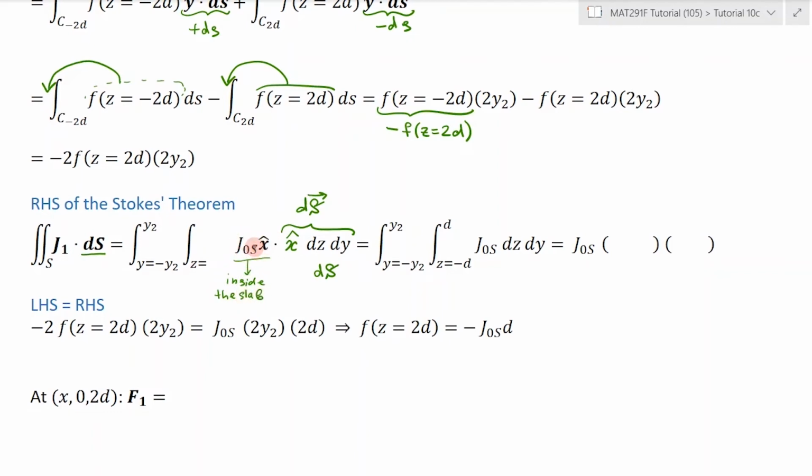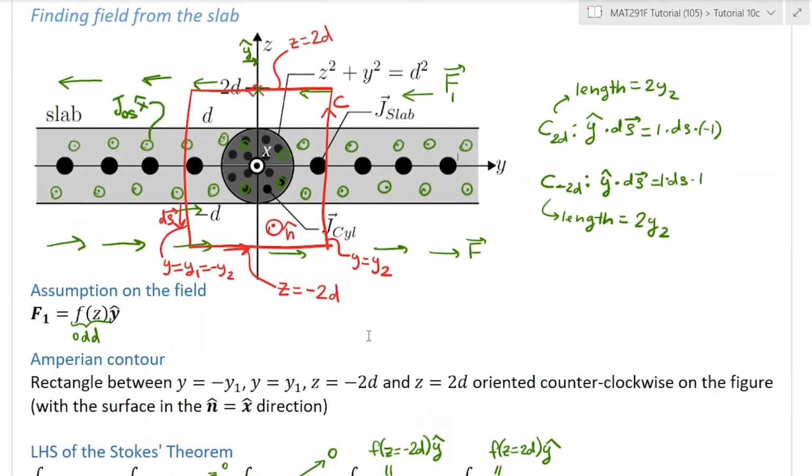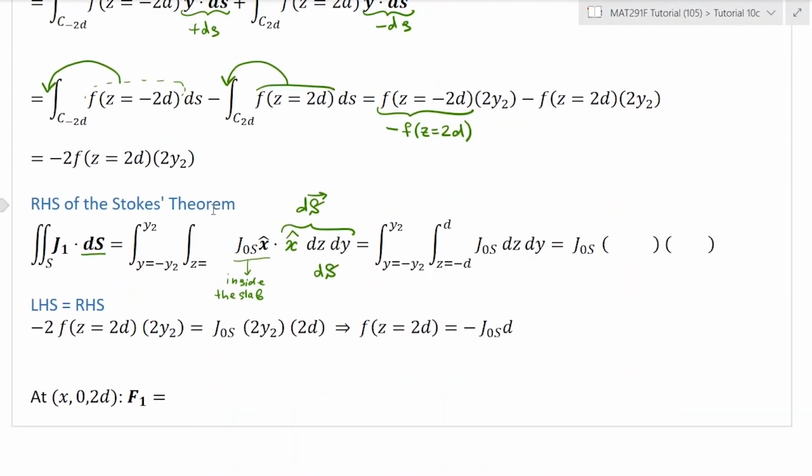Because I wrote this, I have to write here, instead of writing negative 2d to 2d, negative d to d, because this is the only part where j cylinder is equal, where j slab is equal to j naught s x hat. Everywhere else is 0. I think we've done this kind of argument before, but just in case, I'm going to repeat it.